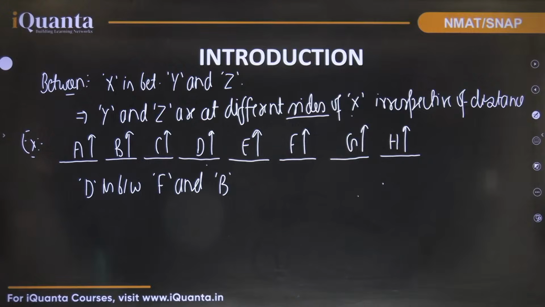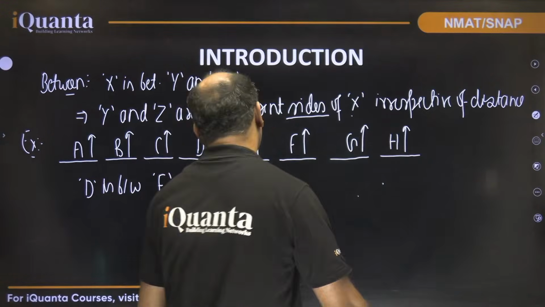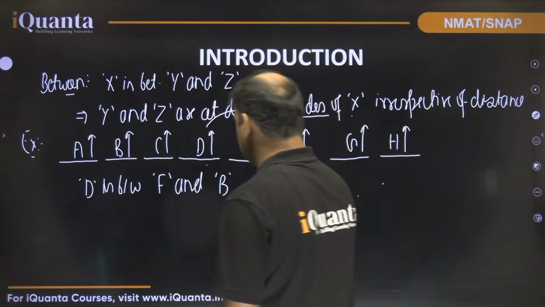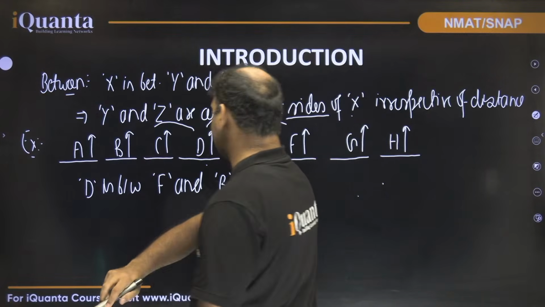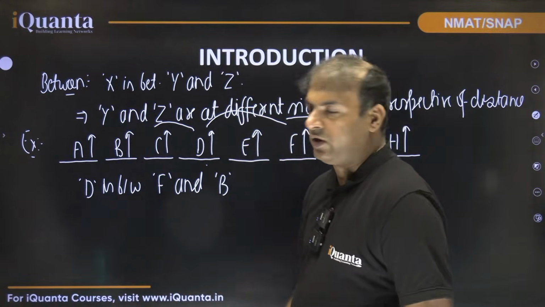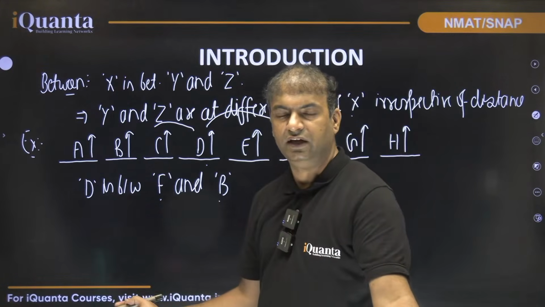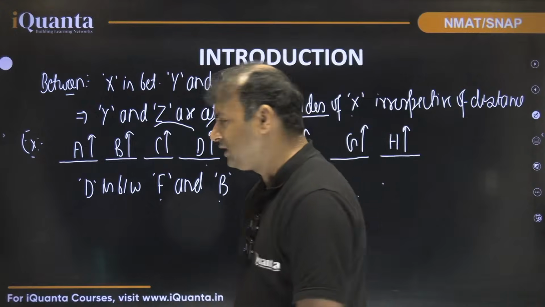Correct. Yes, this is obviously correct. Okay, see what is happening here. F is second right of D, and B is second left of D. So one of F and B is to the right of D and the second is to the left of D. This is fine. Distance does not matter.